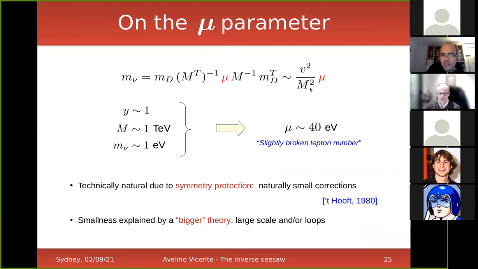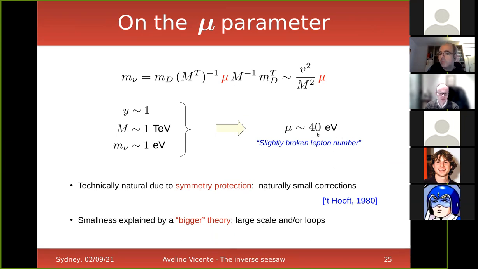So I just copied here the formula again. This is the formula for neutrino masses that, again, you can see is proportional to mu, and you can play with numbers a little bit to see how small mu has to be. If you assume that Y, the Yukawa couplings hidden in the Dirac mass term, are of order 1, and you want capital M, the scale of the right-handed neutrinos, the new singlets, at the level of 1 TeV, in order to get neutrino masses at 1 electron volt, which is a typical scale of reference, you end up with the mu parameter being of order 40 electron volts.